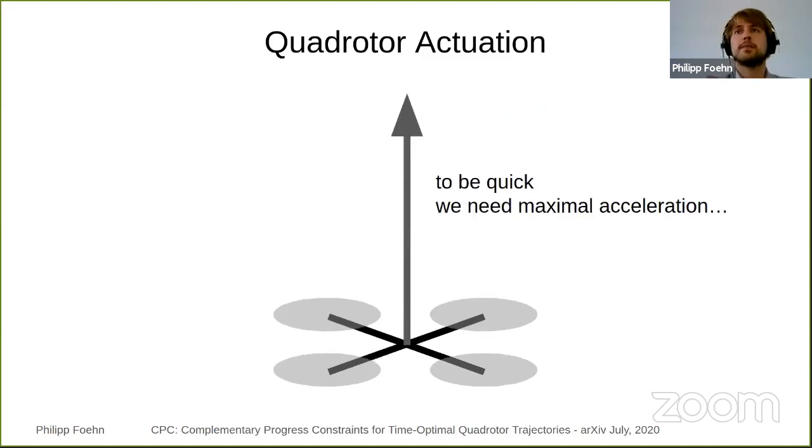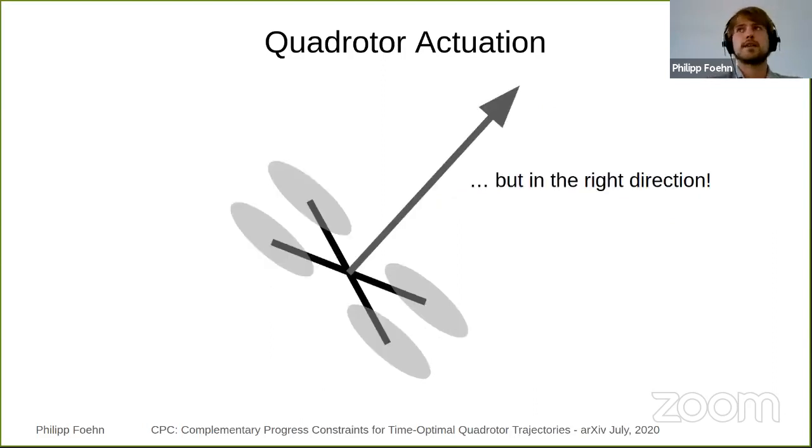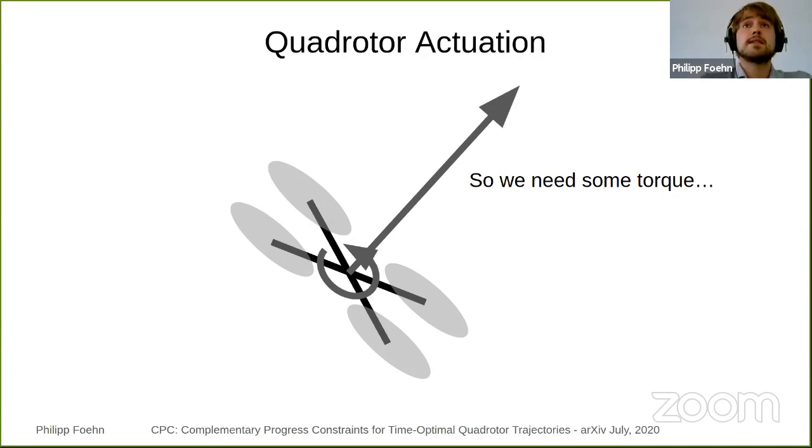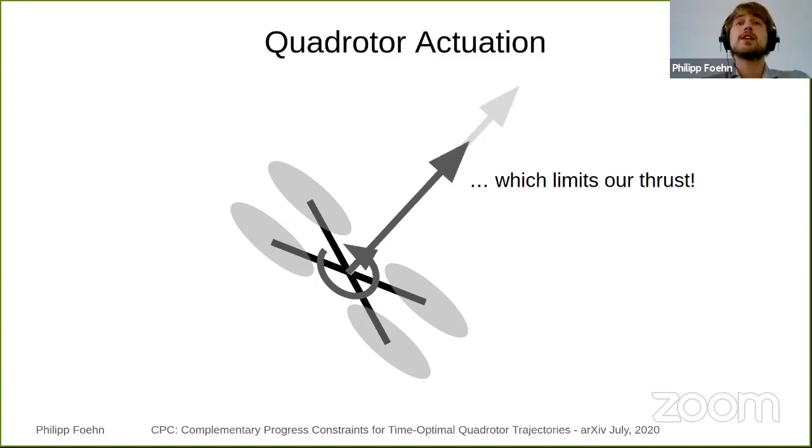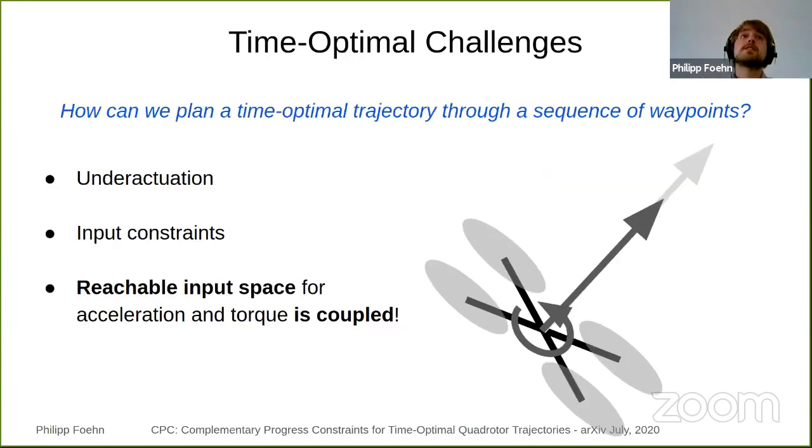So to be quick, we need maximum acceleration, but we also need it to face in the right direction. To align our acceleration direction, we need to rotate, and therefore we need some torque. However, every time we apply torque, we need differential forces, right? And so when we are already applying the maximum thrust at each rotor, the only way we can generate differential forces is by lowering some of the thrusts. Therefore, when we want to rotate or change our rate of rotation, we need to limit our linear acceleration. And this renders the quadrotor an underactuated system with input constraints, where the reachable input space for acceleration and torque is coupled.